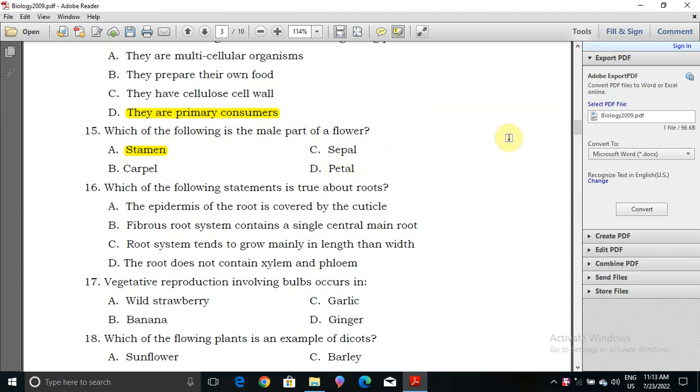In question number 16, which of the following statements is true about roots? The epidermis of the root is covered by the cuticle, or the fibrous root system contains a single central main root, or the root system tends to grow mainly in length than width, or the root does not contain xylem and phloem. The one which is correct about roots is that the root system tends to grow mainly in length than width. This is the correct answer for question number 16.